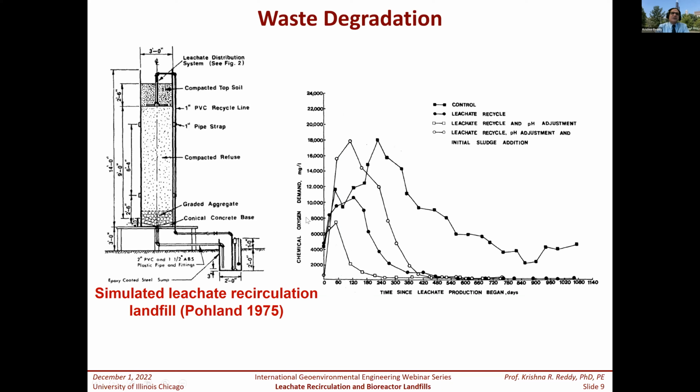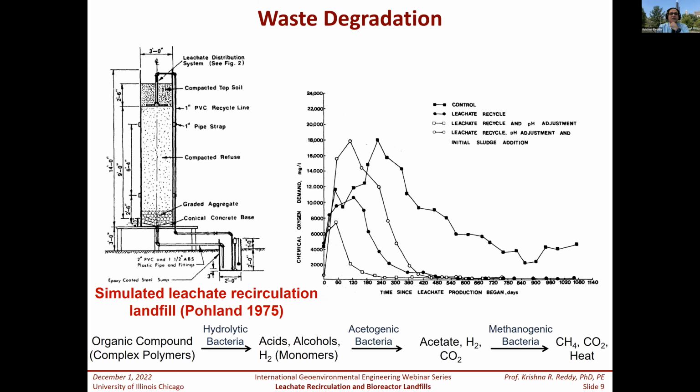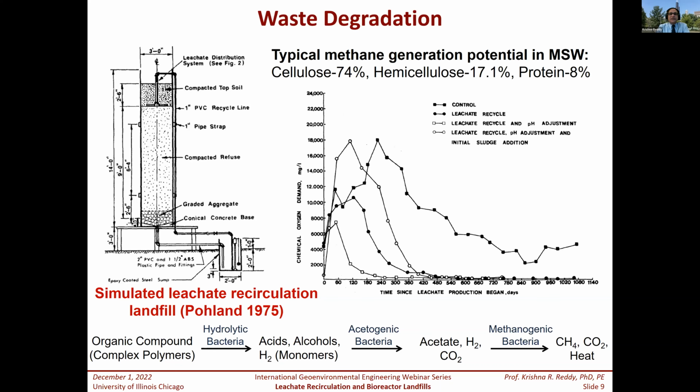So here you see the chemical oxygen demand with time, with leachate recirculation. After a certain period of time, you will see nothing in the leachate. So basically, leachate is getting cleaned up by leachate recirculation, and of course the waste is degrading, and you're getting all these added benefits. There is a sequence of reactions that take place, and these are all well studied. You can look at the literature on these things.